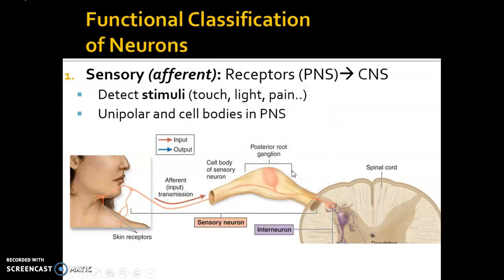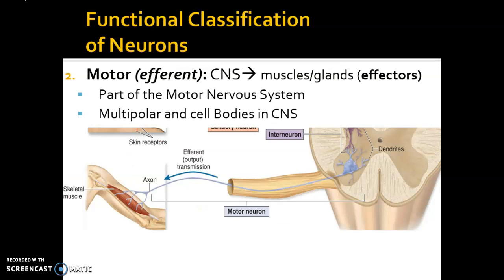All right. So looking at functional classification of neurons. Functionally, if we look at neurons, there are three types. We have sensory neurons, and the sensory neurons carry information towards the central nervous system. So these are sensory neurons. Then we have motor neurons. Motor neurons carry the outgoing command from the CNS to the effector.